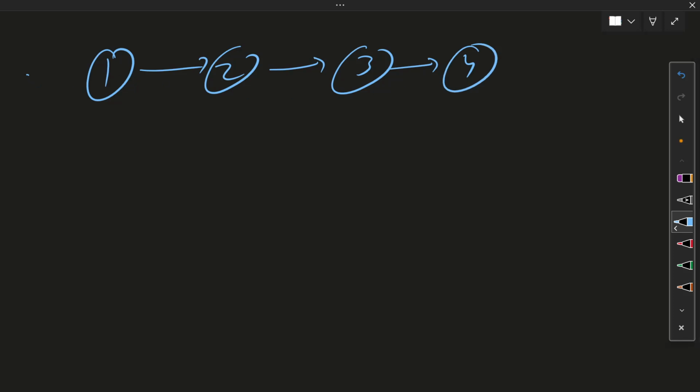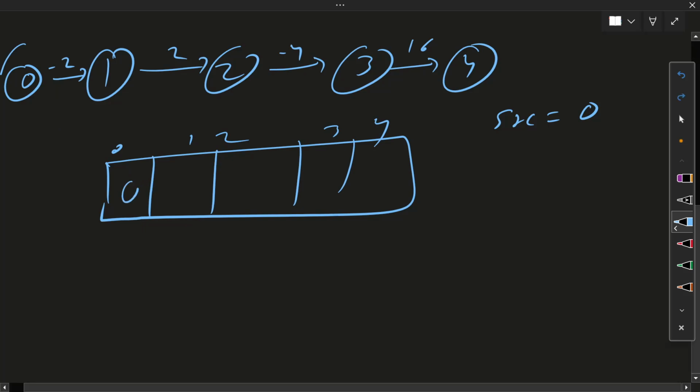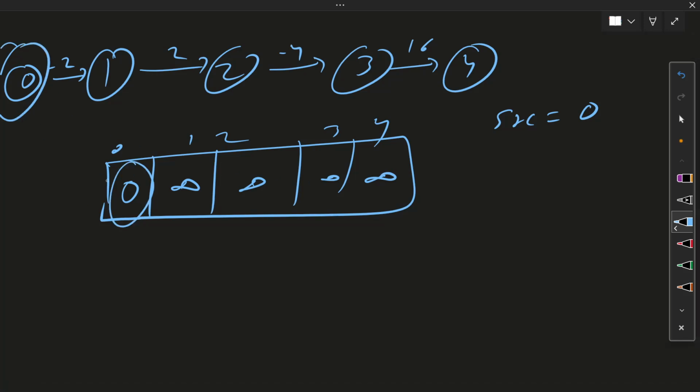Actually this is zero-based indexing, so let me add 0 here. So minus 2, 2, minus 4 and 16, any random weights. Let's suppose we have source as 0. So to reach 0 itself we have this, then this, then this, then this. Then to reach this we go to this, we go to this.